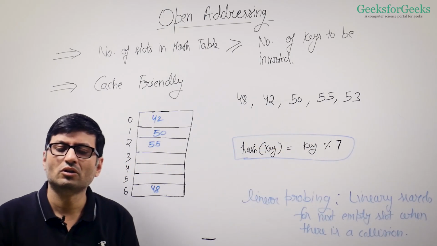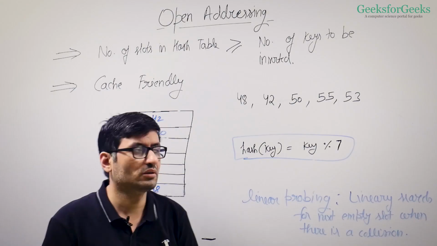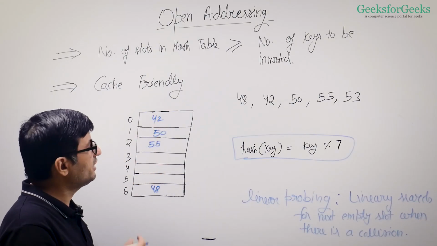53. The value is 4. 53 mod 7 is 4. So where will I insert 53? At 4.